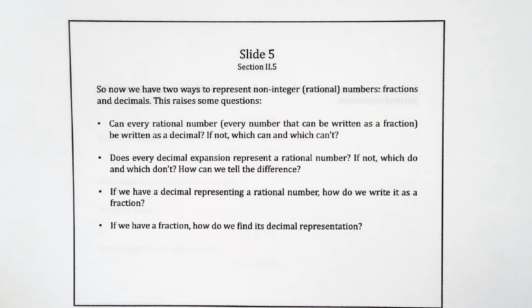So we have a lot of questions here. How do these systems match up? Do they describe the same numbers all the time? And when they do match up, when we do have two different ways of writing a number, how do we go back and forth between the representations?